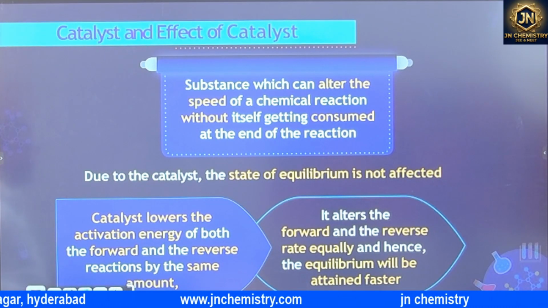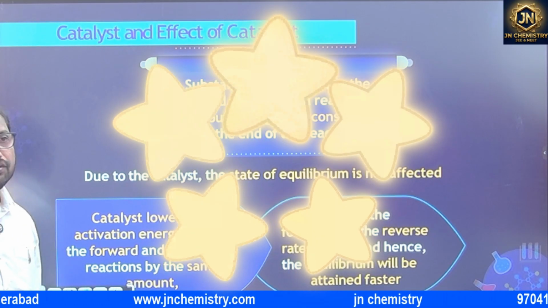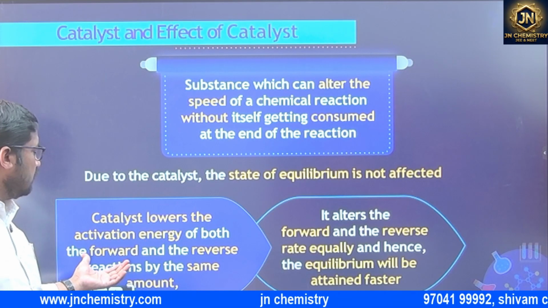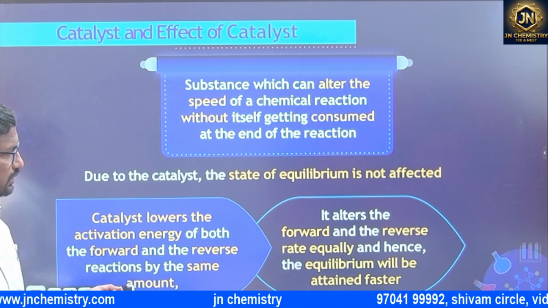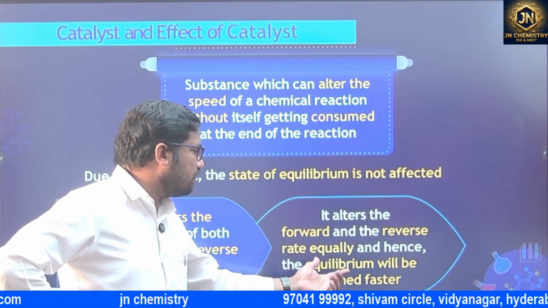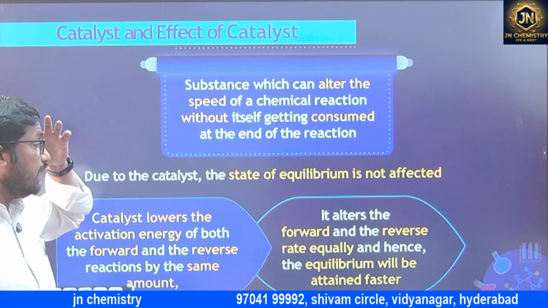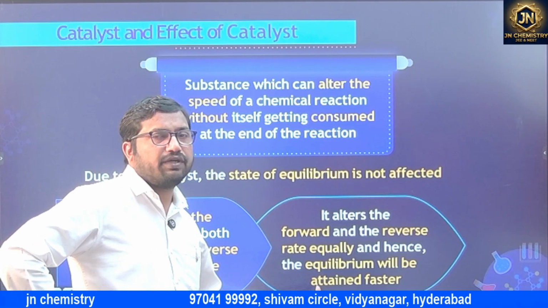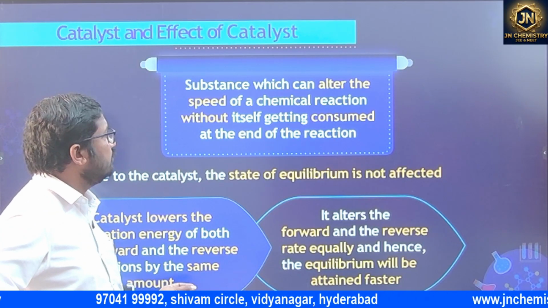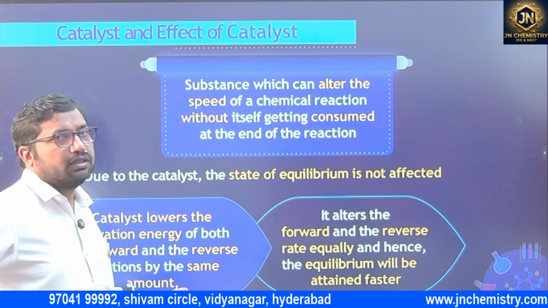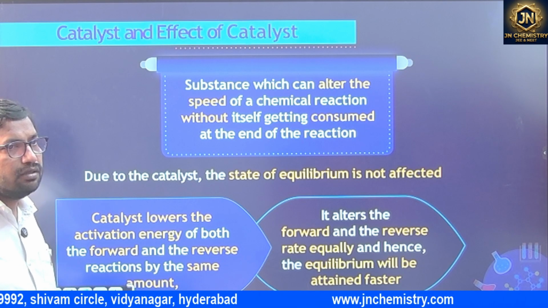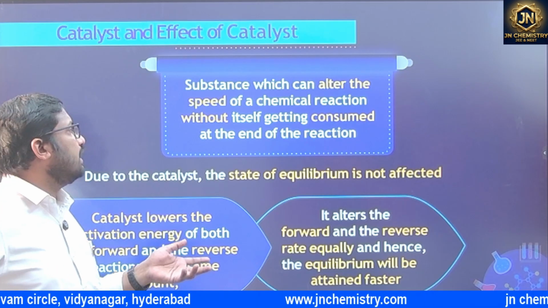Effect of catalyst. This is important. I told you, a catalyst lowers the activation energy of both the forward and backward reactions. It alters the forward and reverse rates equally. Equilibrium will be attained faster. So whenever we use a catalyst, equilibrium will be attained faster. So what does the catalyst do? When we add the catalyst, there is no change in the catalyst itself, but it increases the rate of reaction.